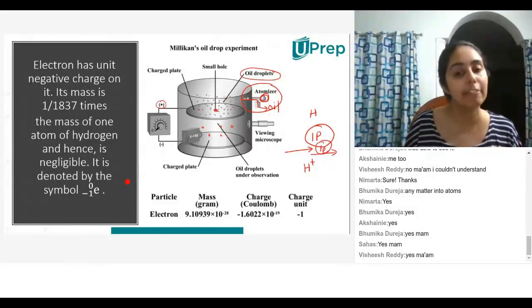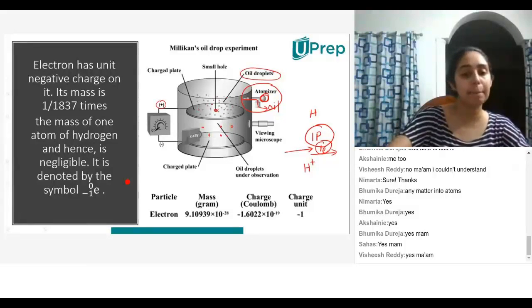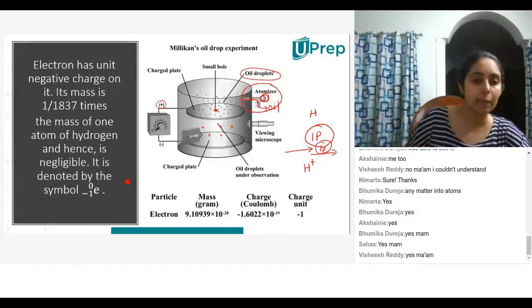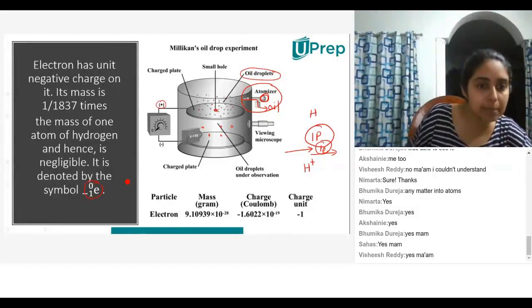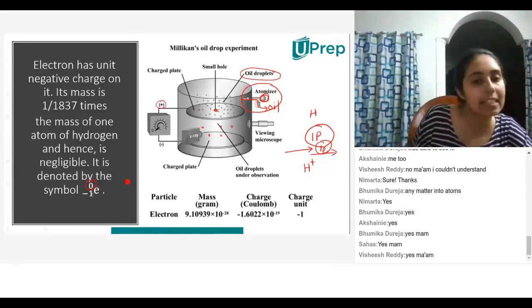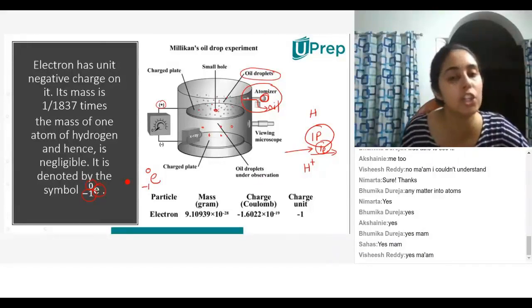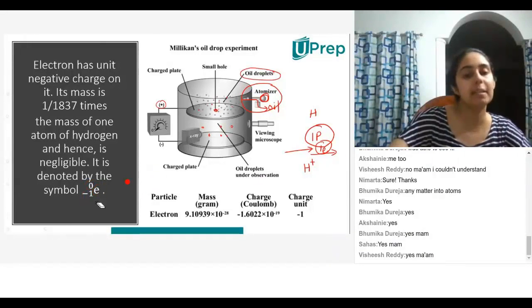Therefore it is denoted by the symbol e with superscript 0 and subscript -1. What does that mean? The superscript is the mass, the subscript is the unit charge, and this is an electron. So an electron has 0 mass and -1 unit charge. Okay, that is the symbol of an electron.